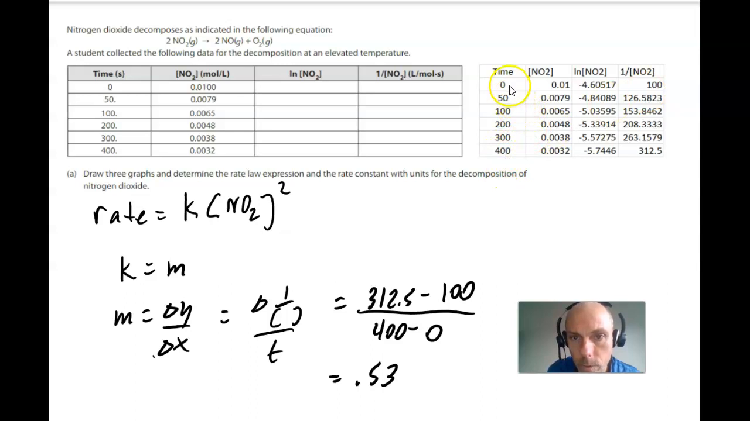So my y2 minus y1 is 312.5 minus 100, like I said a moment ago. x2 minus x1 is 400 minus 0. That's depicted here. And that comes out to 0.53. So that's the value for the rate law constant.